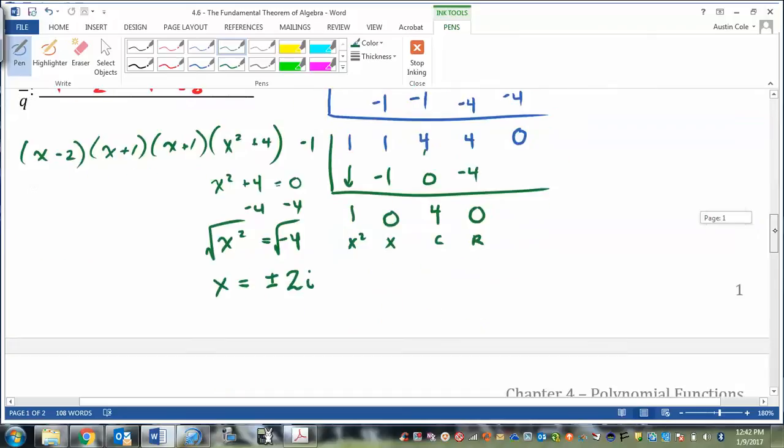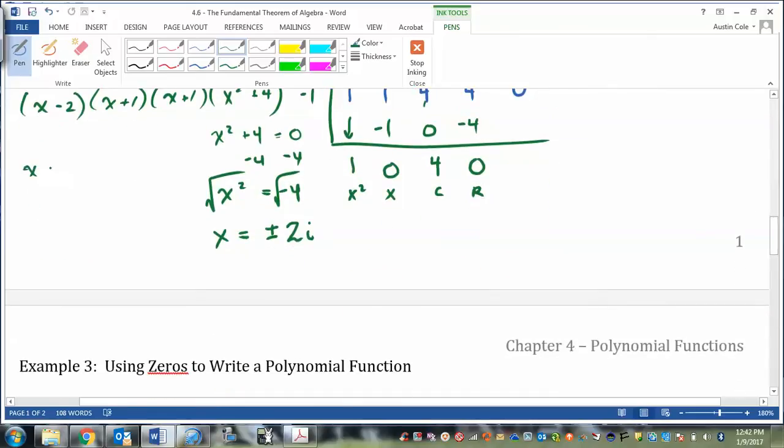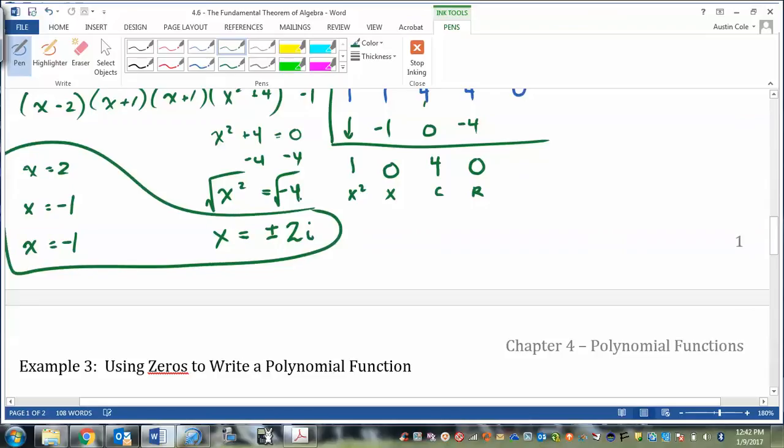So my 5 answers are x equals 2, x equals negative 1, x equals negative 1, and x equals plus or minus 2i. Questions, comments, concerns there?